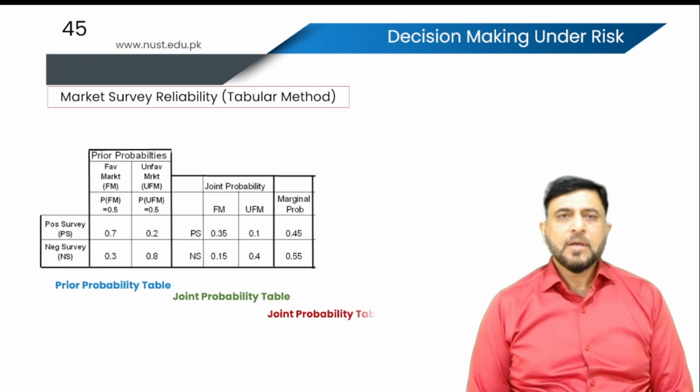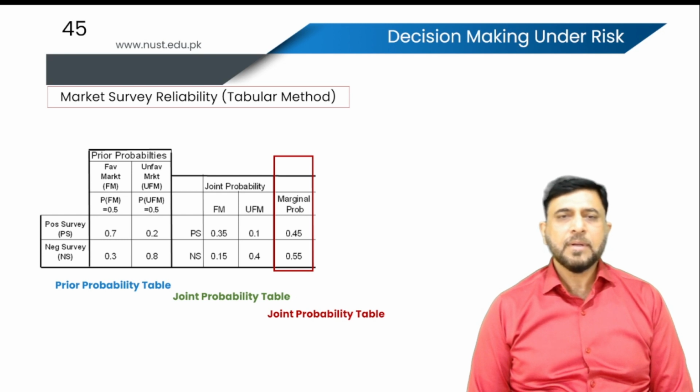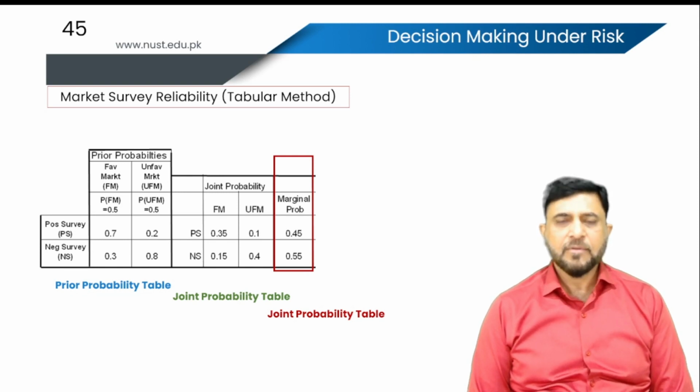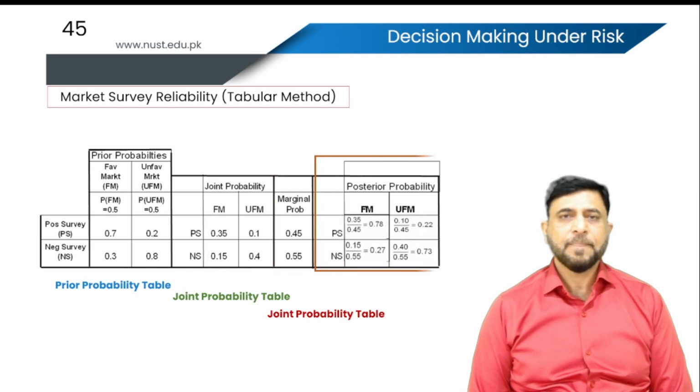From this table, we can move ahead and find the marginal probability table. We can just add both the values for the positive survey and for the negative survey, and we can find the marginal probability for the positive survey only, independent, is 0.45 and for the negative survey it is 0.55. And again the sum should be 1, otherwise you are doing it wrong.